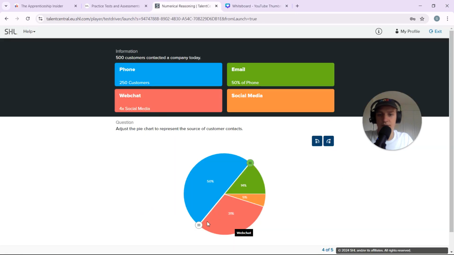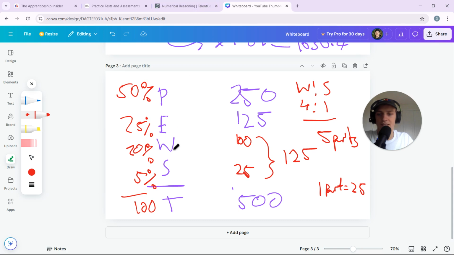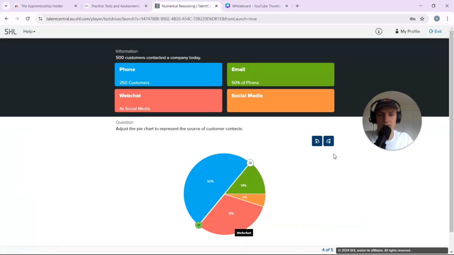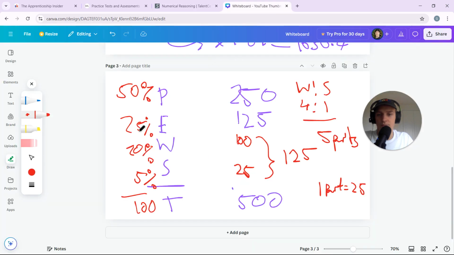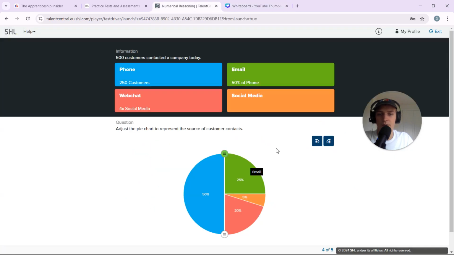Okay, I've done this a bad way, I think. So red is web chat. Web chat is 20%. So let's come back to this. Move this to 20%, and then we've got to move this back to 50%. 50%, yep, and then let's just check that's 25. Yep, that's 25. Boom. Okay, let's go on to the next one.